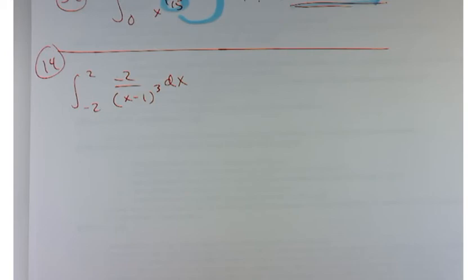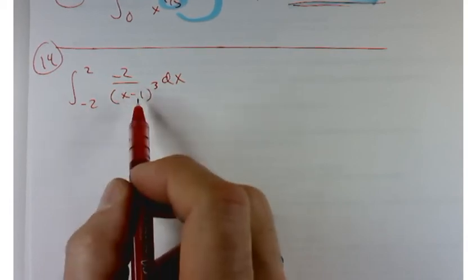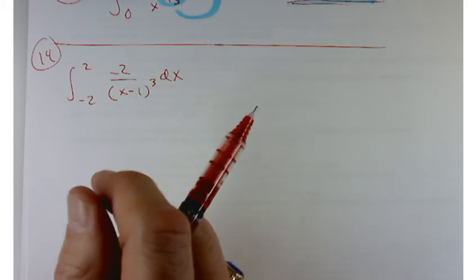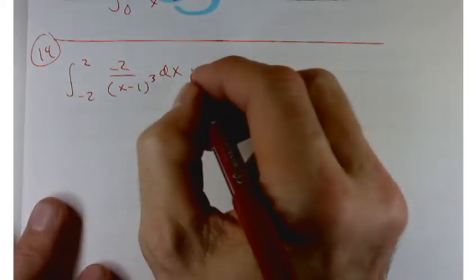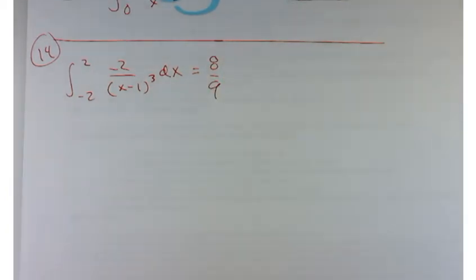Yeah, at x equal 1, we're going to run into a problem, right? Because at x equal 1, the denominator is 0, the rational function is undefined. So there's a problem. If you ignored that and just tried to find an antiderivative, you'd end up with something like 8/9, or negative 8/9, one of the two. I think it's 8/9, which is wrong. It's just wrong.